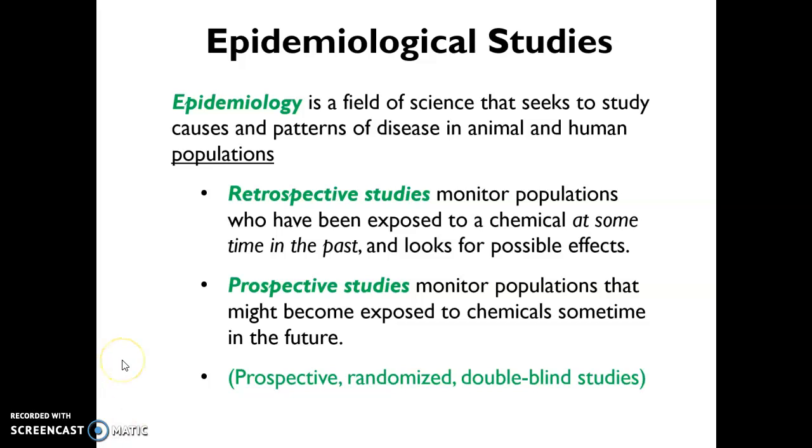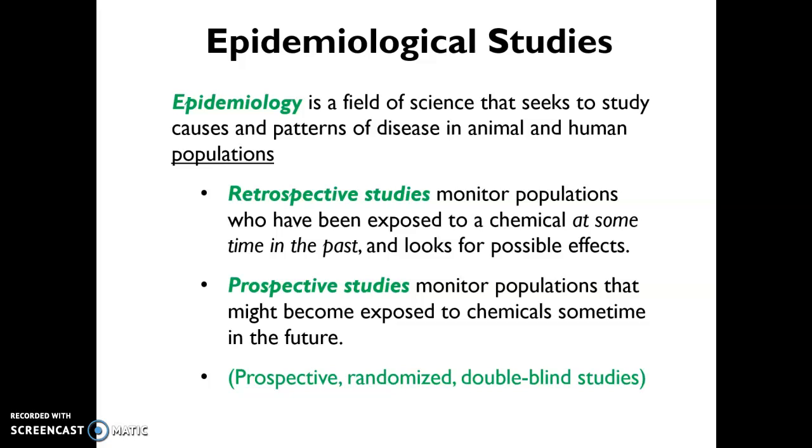The best type of study is a prospective, randomized, double-blind study. And that's not really discussed in your book, but what that means is a group of people are chosen, half are put into one group that will actually receive the test chemical or medication, and half are put into another group where they will not. They'll receive a placebo. And it's randomized. They're just assigned to these groups, not based on anything other than a mathematical system.